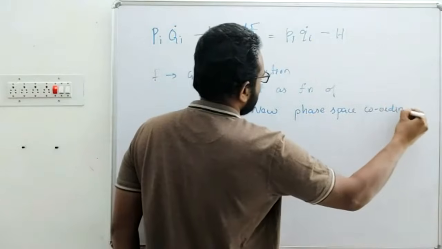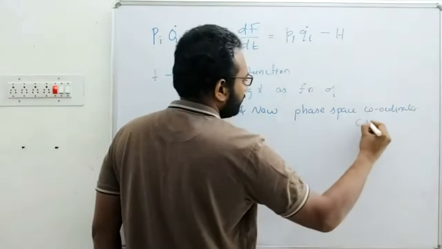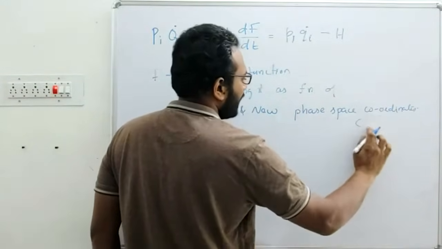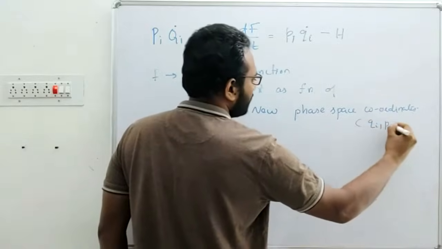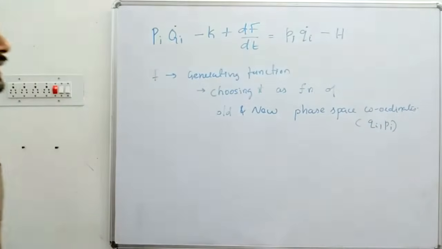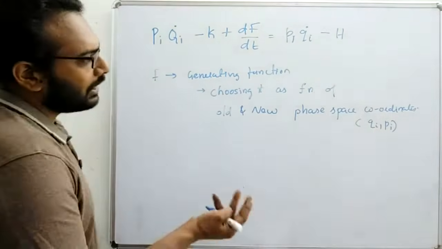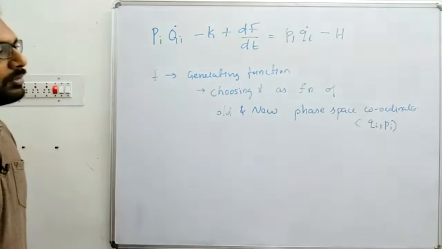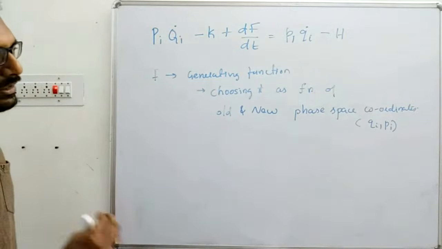What do we mean by phase space coordinates? They are Qi and Pi. I hope that's not confusing. Now, how do we do this? There are four ways to do this. Actually, there are a large number of ways, but there are four basic ways.